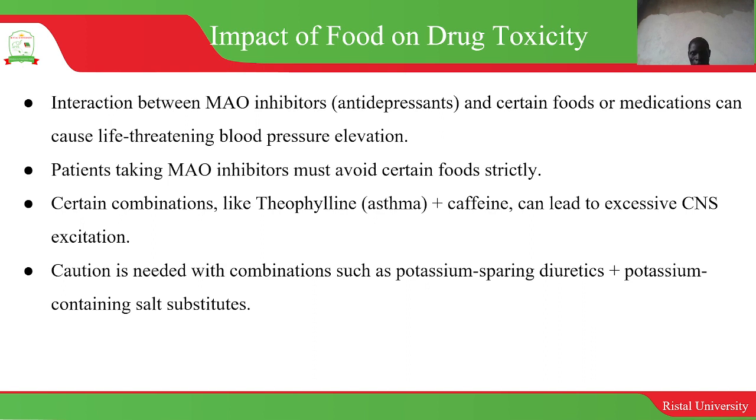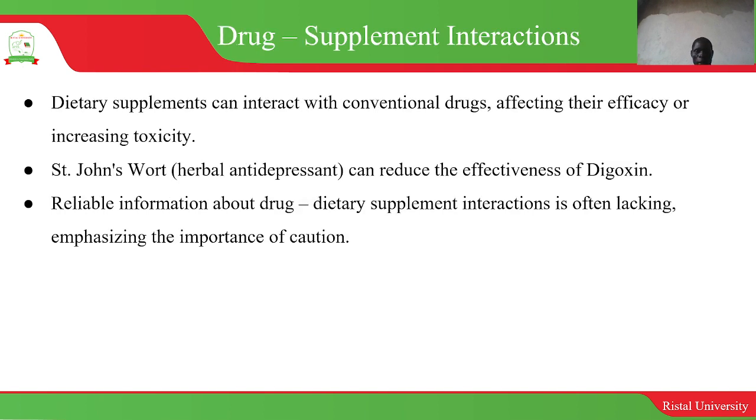Certain combinations, like theophylline, an anti-asthmatic drug, plus caffeine, can lead to excessive central nervous system excitation. We already talked about this as a previous example. Caution is needed with combinations such as potassium-sparing diuretics, like the spironolactones, plus potassium-containing salt substitutes. So we need to take caution also while administering these particular drugs.